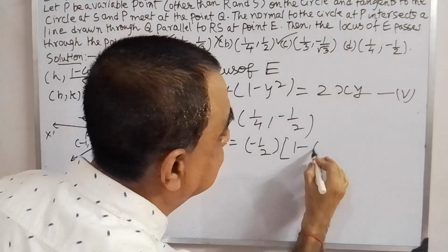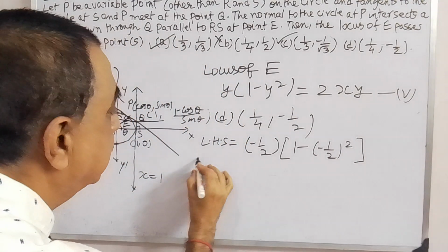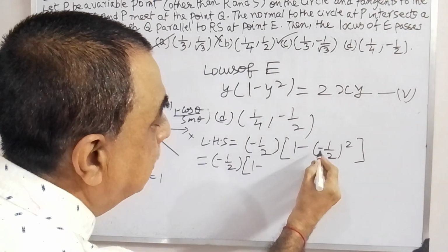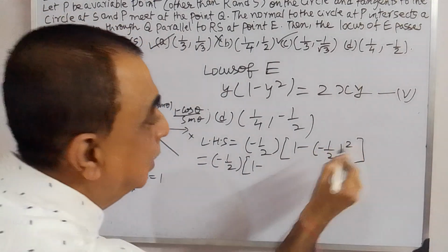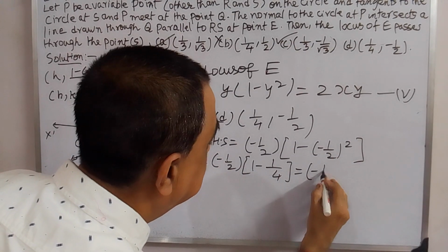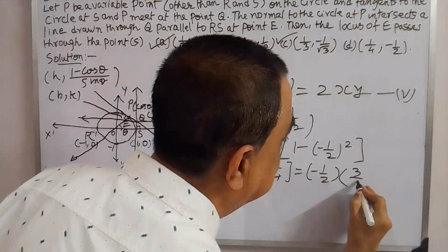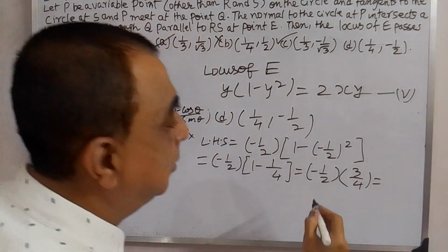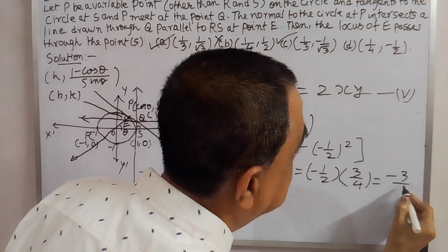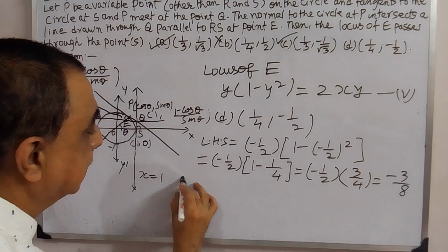For y you will write minus half, so minus half whole squared. Now simplify this. So this is minus half into 1 minus, minus square is plus, so 1 square is 1 and 2 square is 4. Minus half into 1 minus 1 by 4, that is 3 by 4. Now multiply this. Minus half into 3 by 4 is minus 3 by 8.